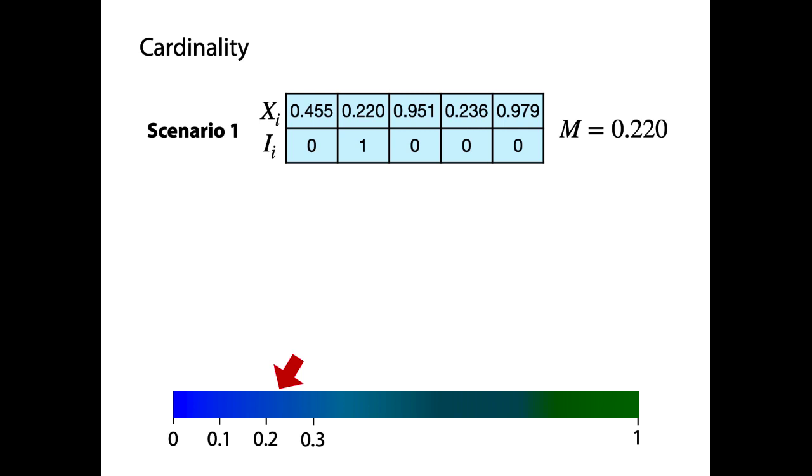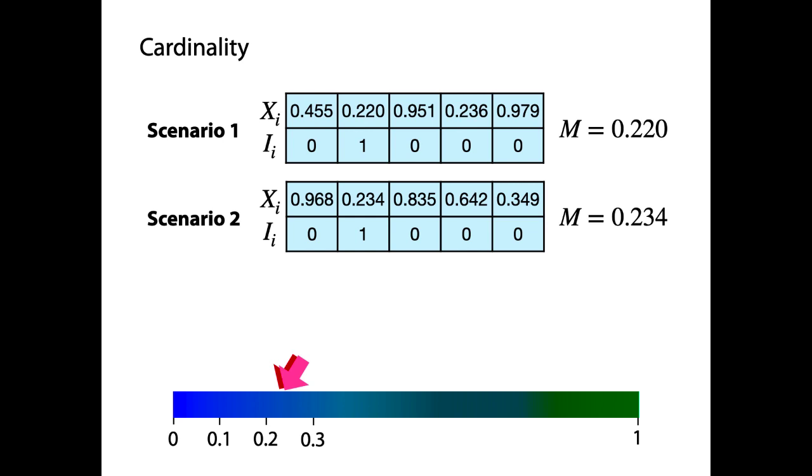So now let's add in scenario 2. So here's scenario 2. New set of random numbers here for the X sub i's. Once again, this one ended up being the minimum, 0.234. So that indicator is the one that gets 1. The rest of the indicators get 0. I've got a new arrow here pointing where the scenario 2 big M is, which is just a little bit to the right of the one from scenario 1.